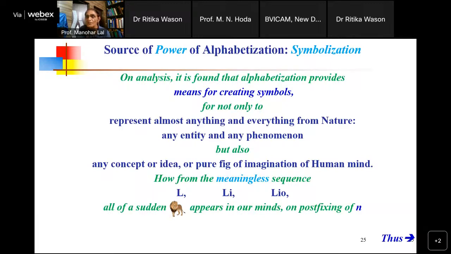What do you mean by symbol? When you write L, no symbol. Then you write L-I, no symbol. L-I-O, no symbol. But once you add N, it becomes a symbol. It gives a picture in our mind. So it is a means for creating symbols, to represent not only almost anything and everything from nature, any entity and any phenomena, but also any concept of our idea or pure figure of imagination of the human mind. How from the meaningless sequence L, L-I, L-I-O, all of a sudden this picture of lion appears in our minds on post-fixing of N. So you can see the beauty, importance and significance of alphabetization.